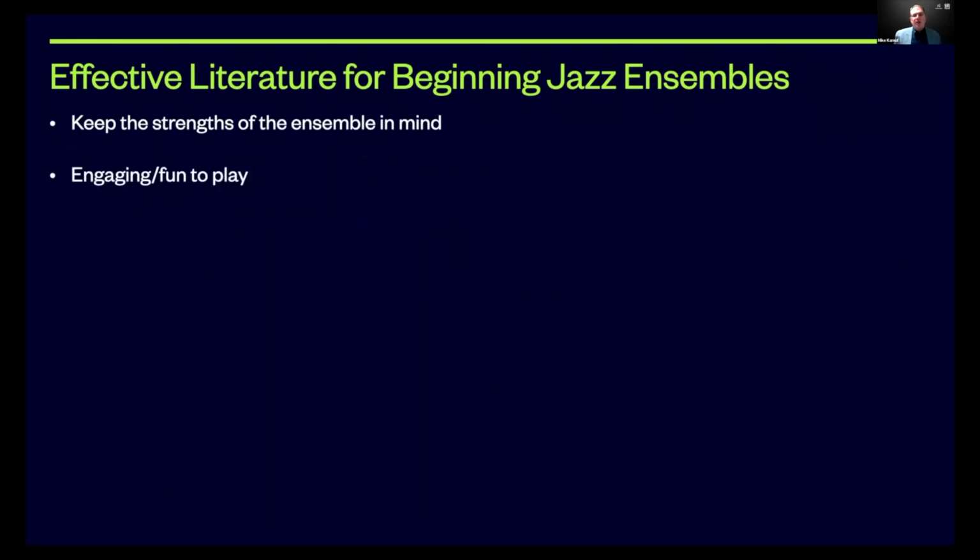So let's do some basic stuff about our jazz ensemble, and about beginning jazz ensemble, and what are some things that are effective in literature choices. Well, you have to keep the strengths of your ensemble in mind when you're picking charts. You want to make sure that you're picking engaging and fun to play material as well. If it can make connections to jazz history, that's even better.